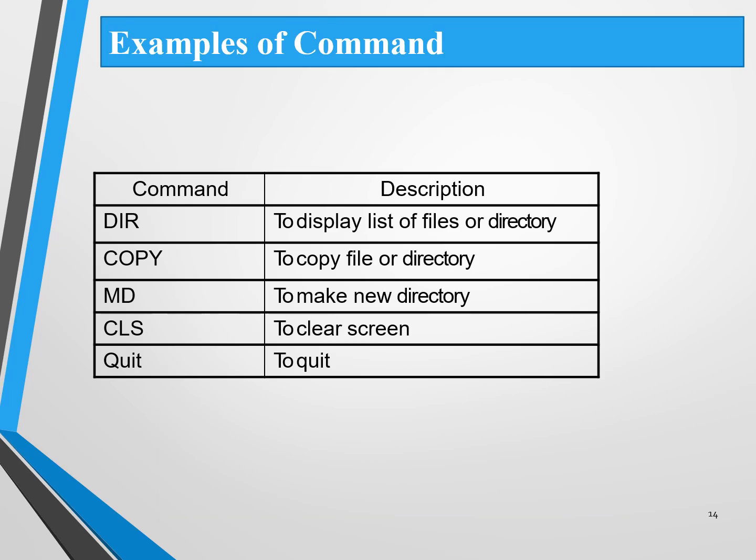Following are the examples of some commands that can be run on a command line interface. dir: the dir command is used to display list of files and directories present at that particular drive. Copy: the copy command is used to copy a file or a directory from one location to another location. md: the md command is used to make a new directory. cls: the cls command is used to clear screen. Quit: the quit command is used to quit from command line interface.